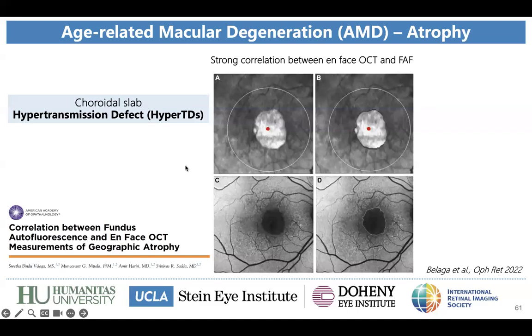It's very important, as Eduardo again was mentioning earlier, the quantification of geographic atrophy and hypertransmission defects, especially in the context of AMD. And actually, several studies have shown that atrophy as imaged with en face OCT is extremely comparable to atrophy imaged with FAF, which has been considered for years the gold standard for geographic atrophy quantification.